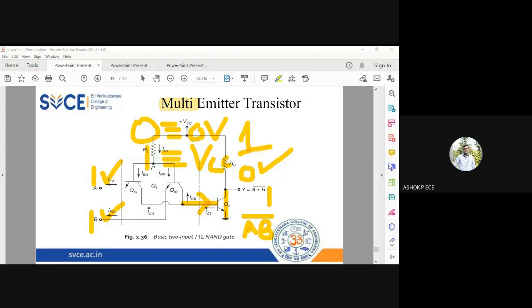One simple trick to remember all these gates is you should clearly know if I apply 0 or if I apply 1, which transistor is on, which transistor is off. Accordingly, you have to see the output. That's all. Output you will be taking always from the collector of that transistor. So the output depends on the functioning of this transistor Q2 only. If Q2 is on, output is 0. If Q2 is off, output is 1.